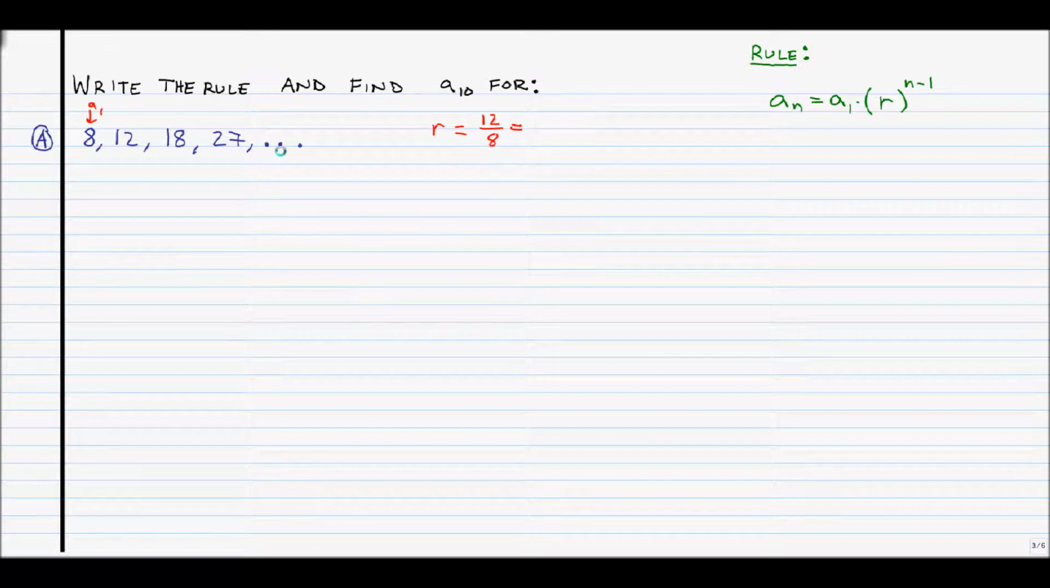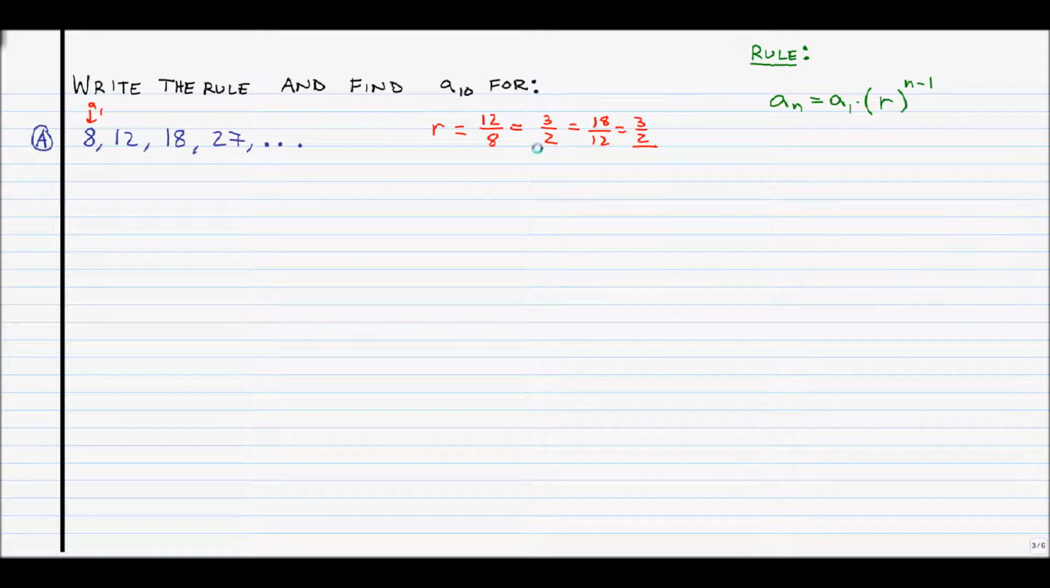So here we go. R equals 12 over 8, because that's a sub 2 divided by a sub 1. 12 over 8, if we divide both top and bottom by 4, is going to give us 3 over 2. So I'm going to go ahead and posit that our ratio is 3 over 2. If you don't believe me, you could also check 18 over 12. We'll just do one more to check it. 18 over 12 divided by 6, we get 3 over 2 also.